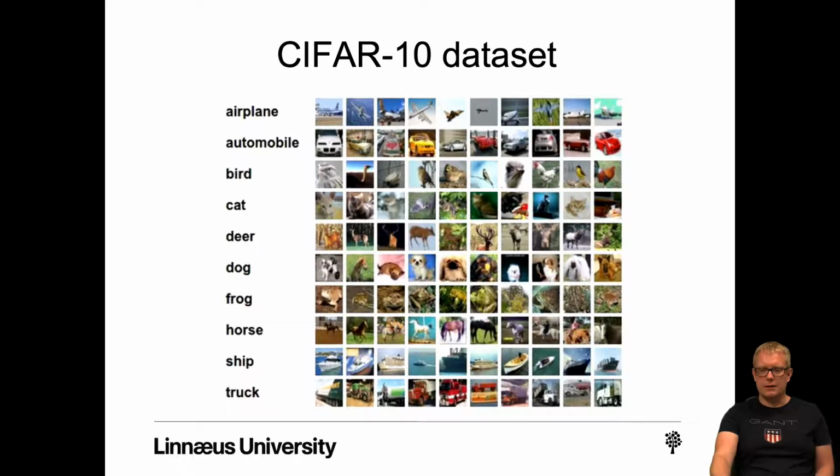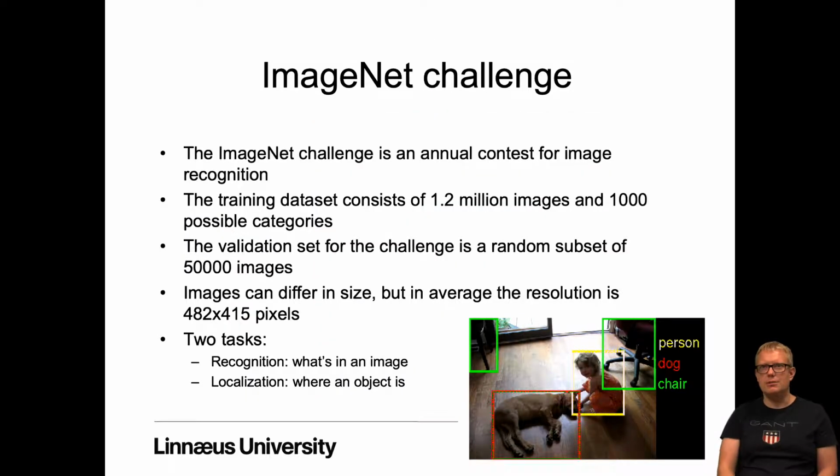An even more complex dataset is the ImageNet challenge, and this challenge is an annual contest for image recognition. The training dataset consists of 1.2 million images and 1,000 possible categories. The validation set for the challenge, which is the test set, is a random subset of 50,000 images. Images can differ in size, but the average resolution is 482 times 415 pixels.